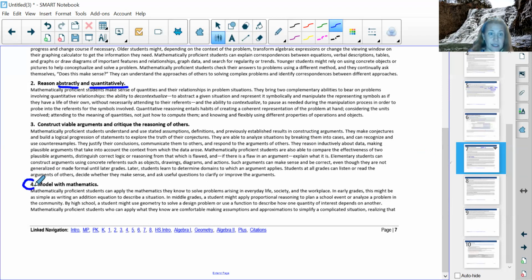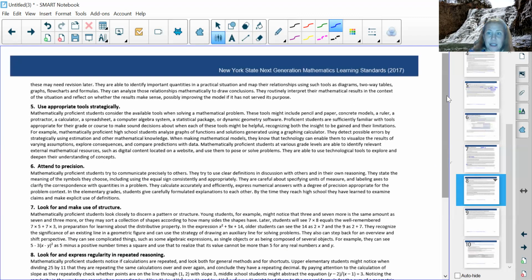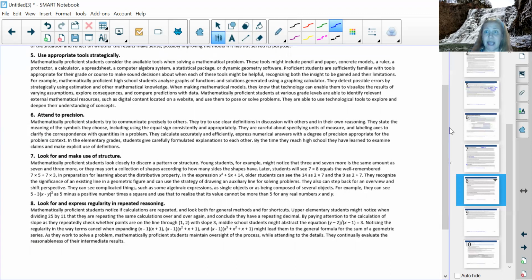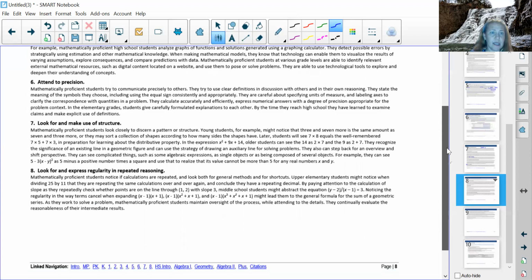Model with mathematics. Okay, so it's very important that we can take a problem and create a real world problem and create a mathematical model to give us information about a real world phenomenon or problem. Okay, so that's modeling. And then using tools appropriately. Okay, so that might be a calculator, a graph paper, constructing a graph, some sort of model. It might mean some geometry software, things like that. And attend to precision, that's a pretty easy one.